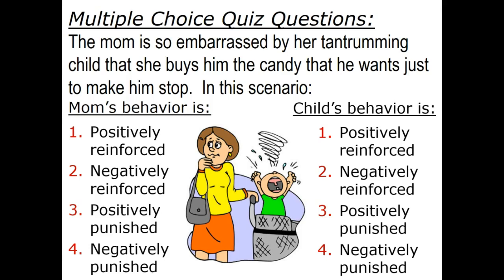In this scenario, mom's behavior, which was to buy the child some candy, was negatively reinforced. That is, she is more likely to do that again in the future in order to escape or avoid the embarrassment of her screaming child. The child, on the other hand, was positively reinforced for his tantruming. That is, he is more likely to tantrum again in order to get some candy. What we see here is the beginning of a vicious cycle whereby the child tantrums more often because mom is giving in, and mom is giving in to escape continued embarrassment.